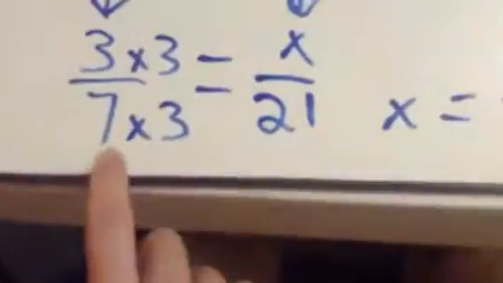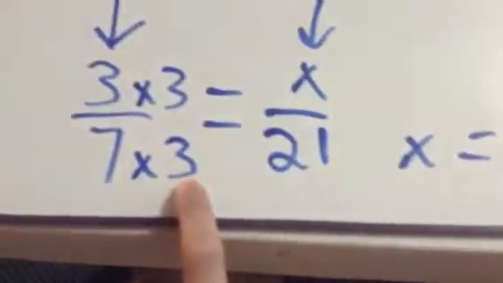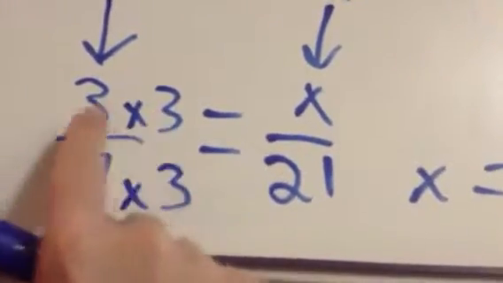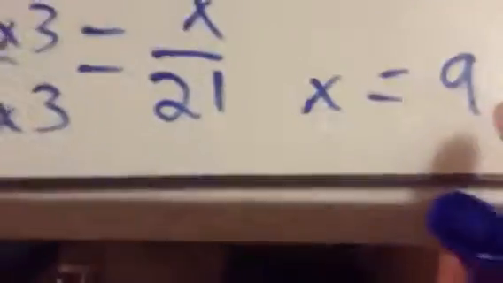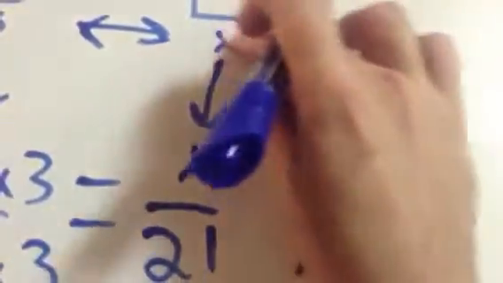Then we had to figure out what times 7 is 21. Then the number was 3. Then we had to take that number and multiply it by the top. So we had 3 times 3 is what? It's 9. So x equals 9. So we know that side now is 9. And that's our answer.